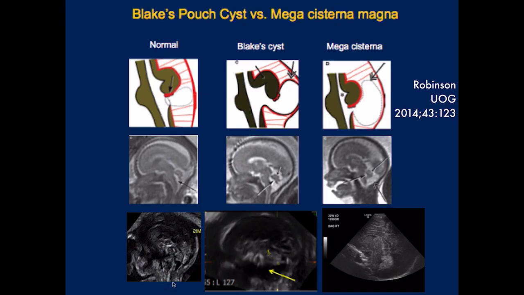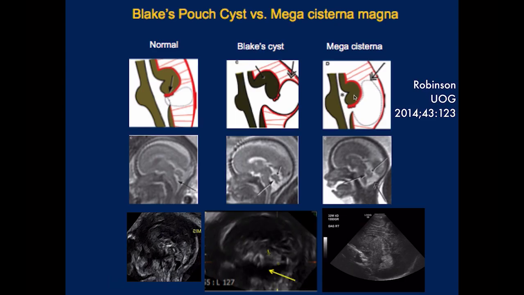This fetus has been rotated to be sitting straight up like routine MRs. Here's a Blake's pouch cyst that pulls it out and rotates that vermis, and there's the fourth ventricle. And here you can see this is rotated out on this MRI with this cisterna magna. And then here's another on ultrasound with the vermis being pulled out, and here's the Blake's pouch.